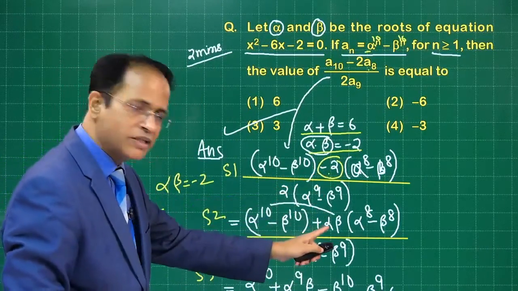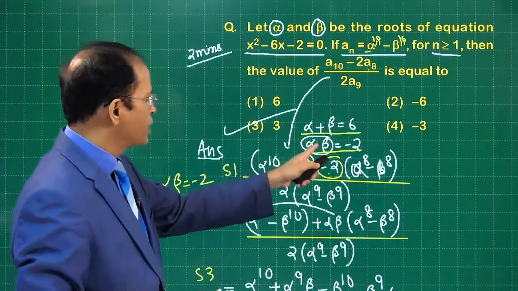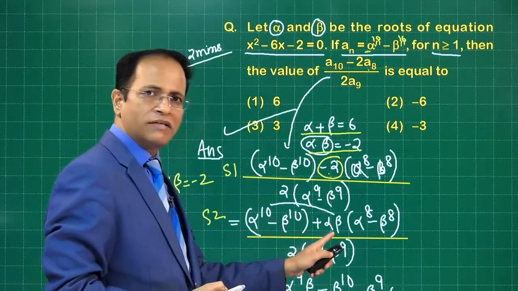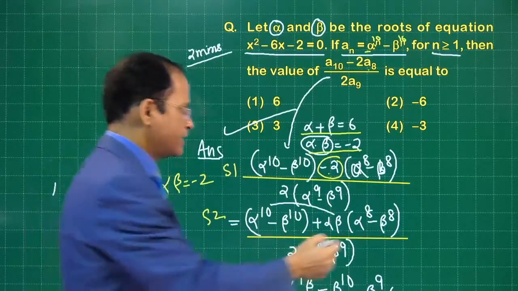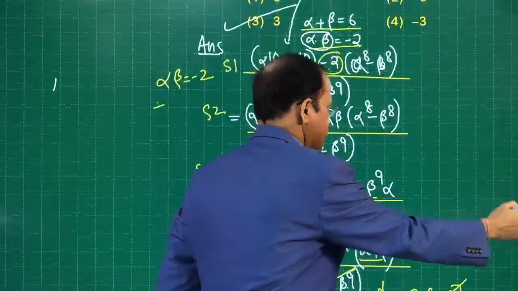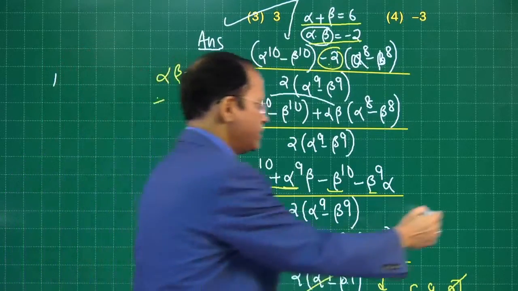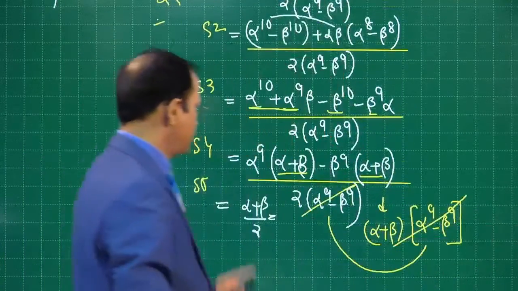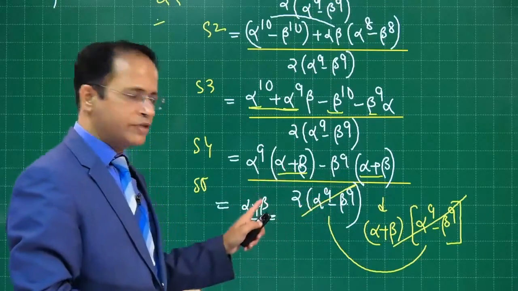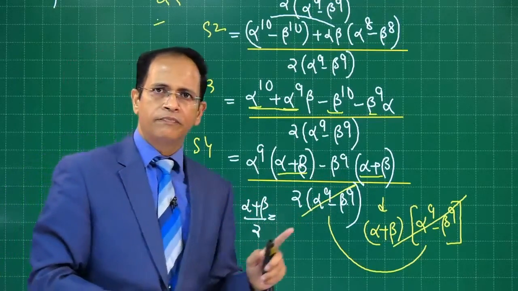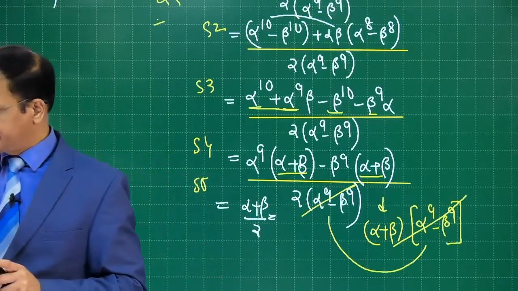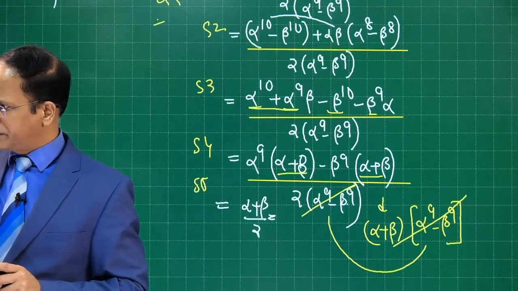Then what I have done, I have taken minus 2. In place of minus 2, I have written plus alpha beta, because alpha into beta is minus 2. I have written plus alpha beta. Then I simplify it. Once we simplify it, all the terms are cancelled and we get alpha plus beta by 2. Is this clear? Right? Chalo, got it? Ravi, is this fine now?